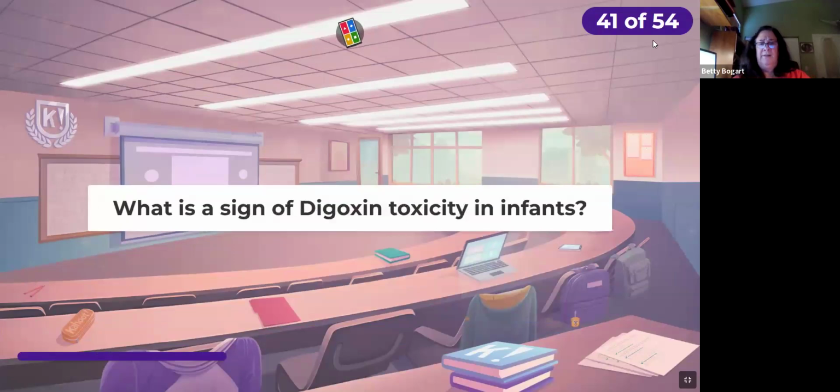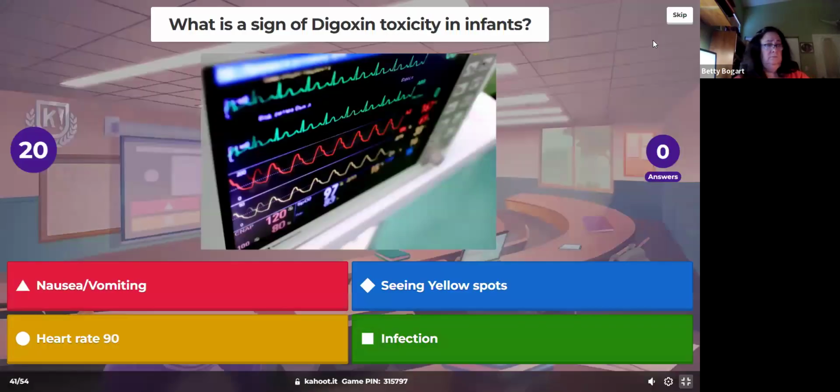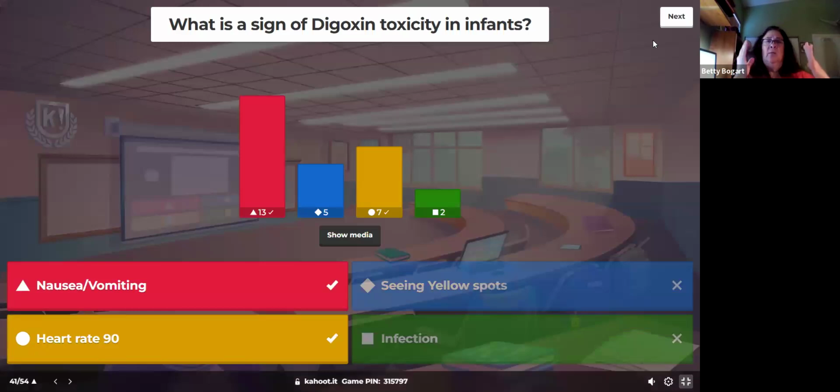A multi. What is a sign of digoxin toxicity in infants? So, big thing, digoxin toxicity in infants. They're not going to tell you they're seeing yellow spots. Sorry, they can't say, nurse, I have yellow spots. No, you don't have that. What they're going to show you, an infant, is that they're nauseous, they're gagging, they're vomiting, or their heart rate's going to be low. Digoxin has nothing to do with infection.